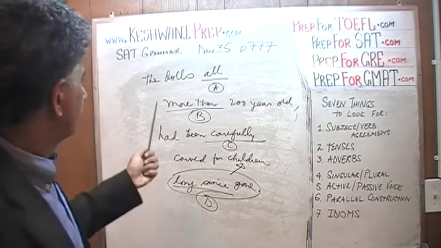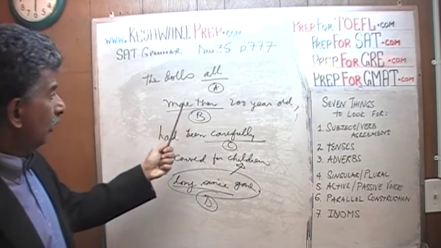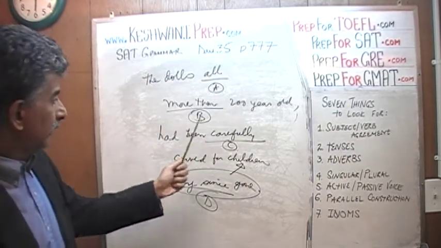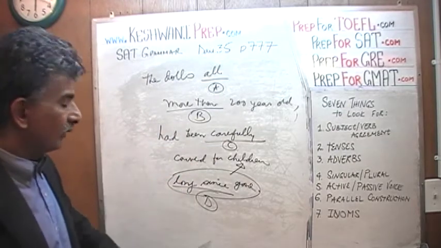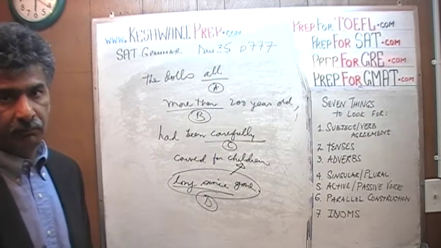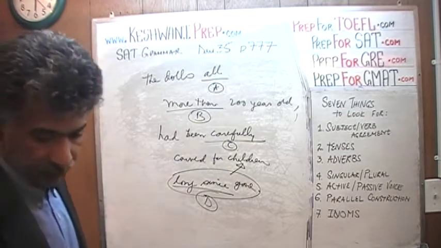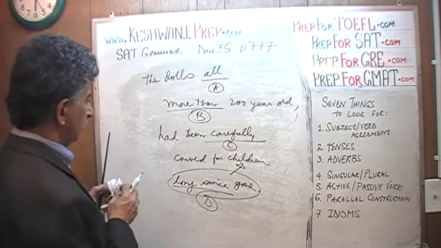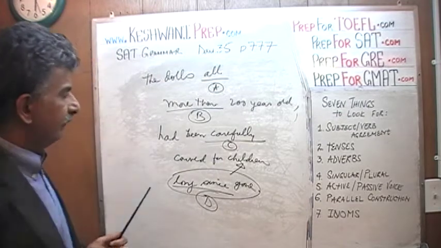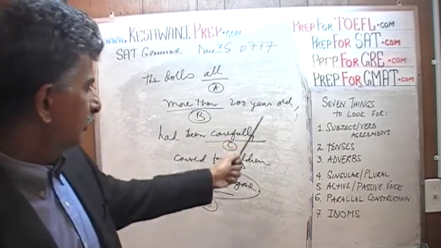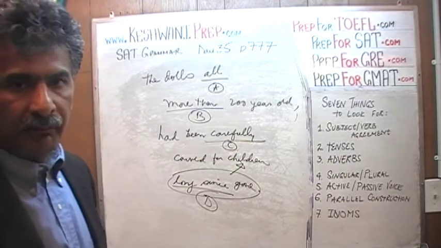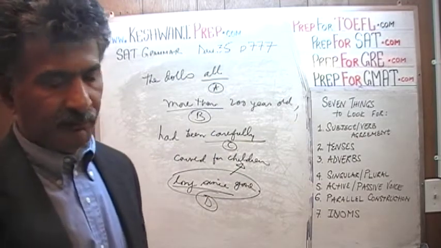Let's read one more time. The dolls, all more than 200 years old, had been carefully carved for children long since gone. Now, if you leave out the 200 years old part, then it will be difficult to infer from it that the children are long since gone.